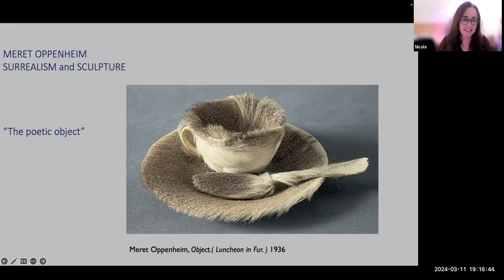In 1936, a 23-year-old Swiss artist named Merit Oppenheim bought a teacup, a saucer, and a spoon from a department store in Paris and wrapped them in the cream and tan pelt of a Chinese gazelle. Her furry little offering became a defining artifact of surrealism. André Breton, the founder of surrealism, was enchanted by it.